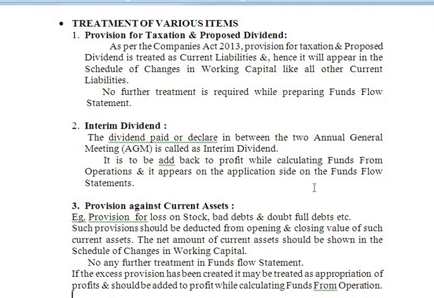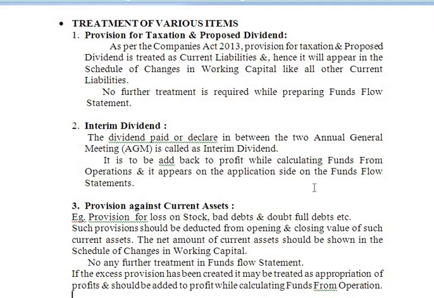Okay, and the second treatment will be in the funds flow statement. But now it is mandatory as per the Companies Act, 2013, that we have to treat provision for taxation and proposed dividend as current liabilities itself. And once you treat them as current liabilities, they have to appear in the schedule of changes in working capital. No further treatment is required while preparing the funds flow statement. I hope you are clear with this.